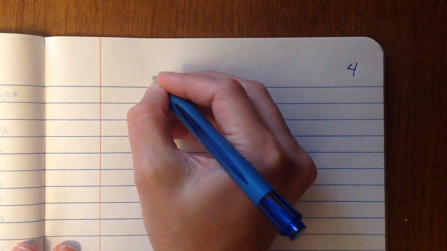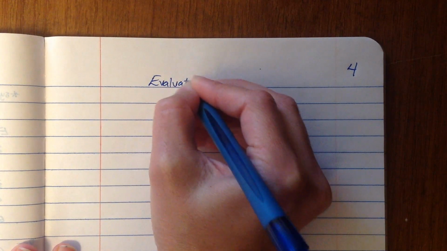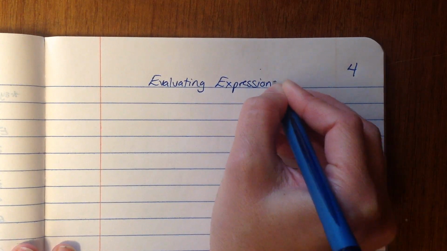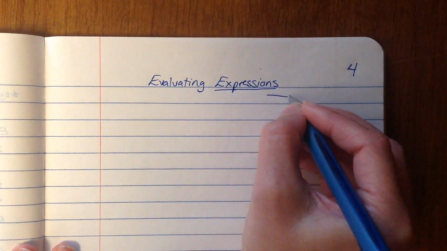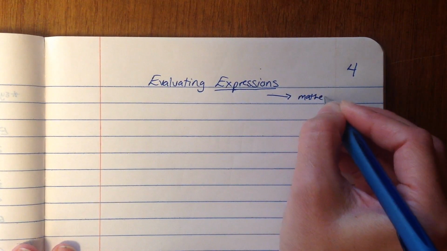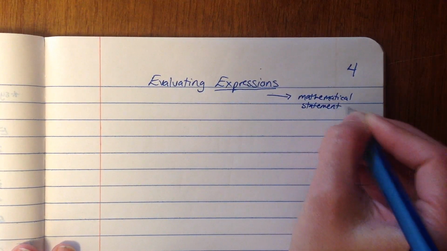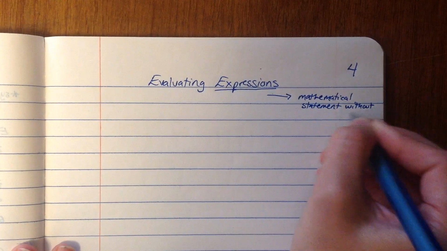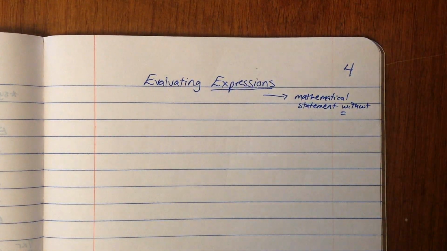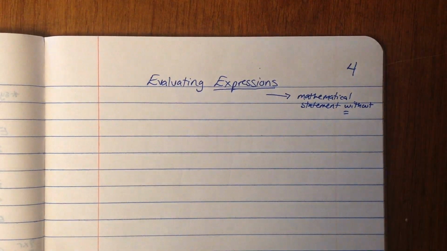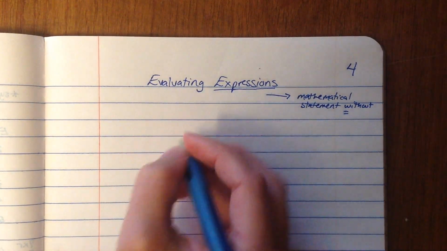Hi, Algebra. It is page 4, notes this time around, and we are talking about the topic evaluating expressions. So first of all, the word expressions is simply a mathematical statement without an equal sign. So think about things like 2x and 5x plus 7. Those are expressions. They do not have equal signs in them. And so what we're going to be doing today is evaluating those at given values.